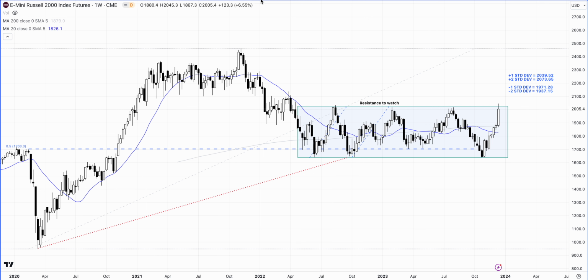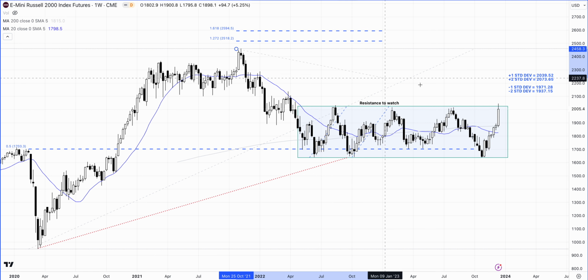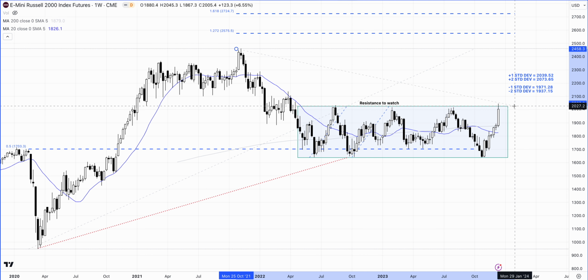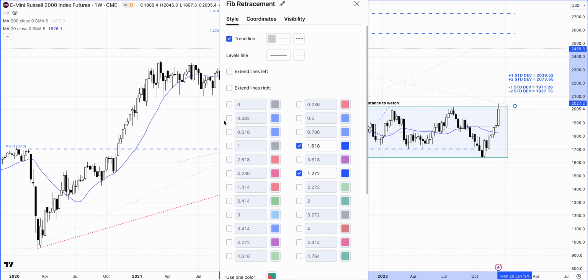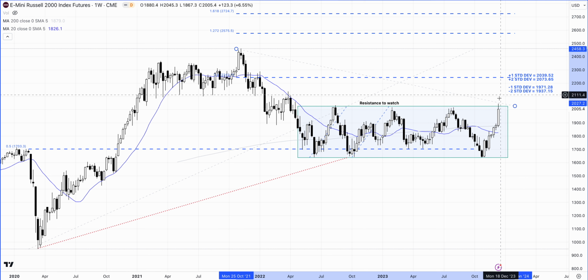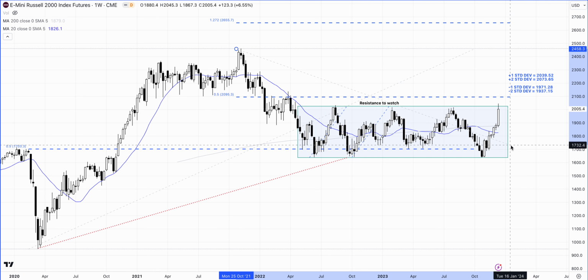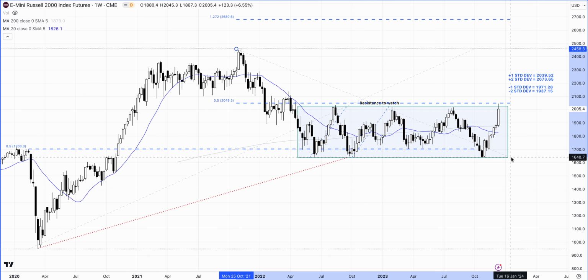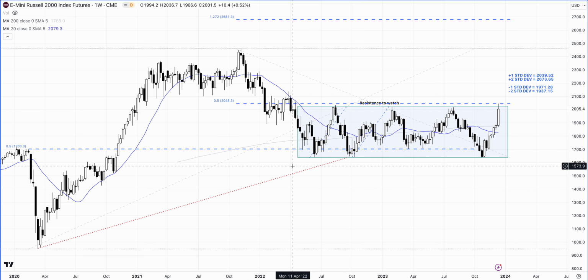Let me actually try drawing. I might already have it on the daily chart, but let's do it for the weekly chart as well. So let's put 50%. Oops, and have to move it lower. There we go. So this is where it is.